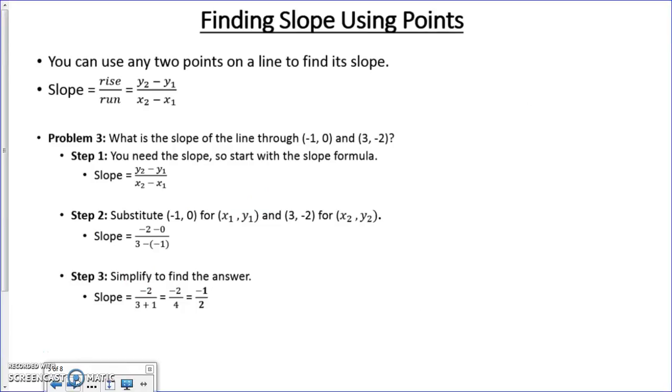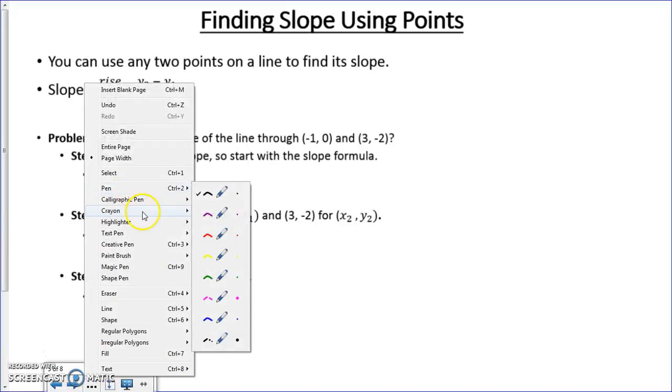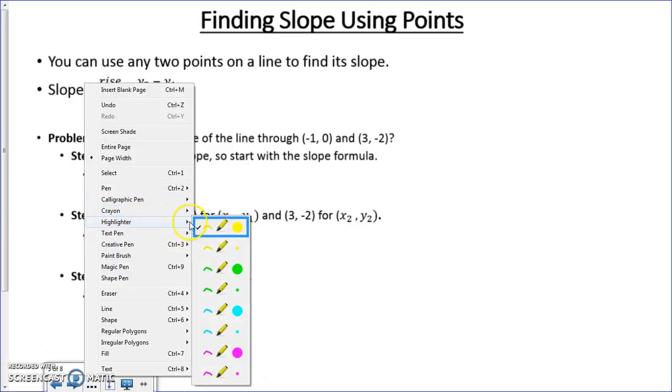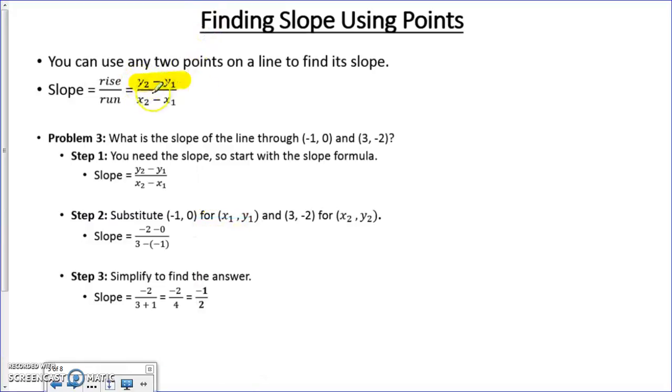Finding slope using points. You can use any 2 points on a line to find its slope. Slope equals rise over run, or y2 minus y1 over x2 minus x1. And again, I told you this formula is very important when you're finding slope from 2 points. So problem 3. What is the slope of the line through (-1, 0) and (3, -2)?